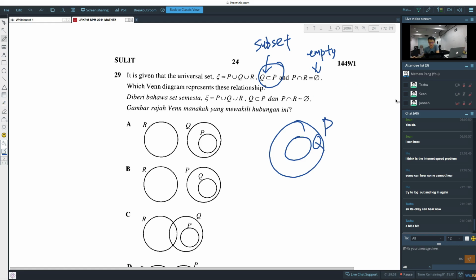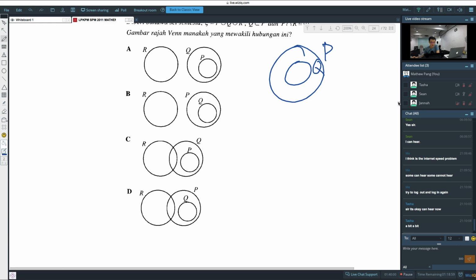So we have to find out which diagram should be used. First thing, P and R cannot intersect. This one seems correct, this seems wrong, wrong. And then Q must be inside P. Q must be inside P. So the answer will be A. This one is wrong because it shows P is a subset of Q, not Q is a subset of P. You must understand how to read the symbol.